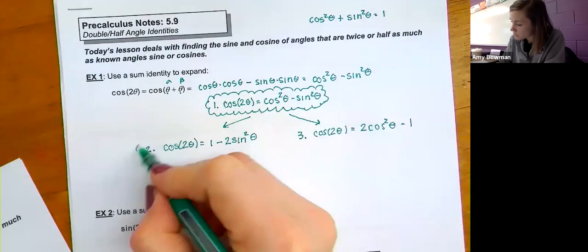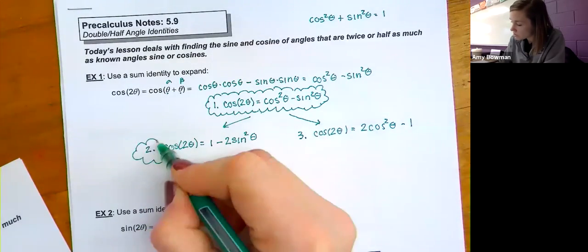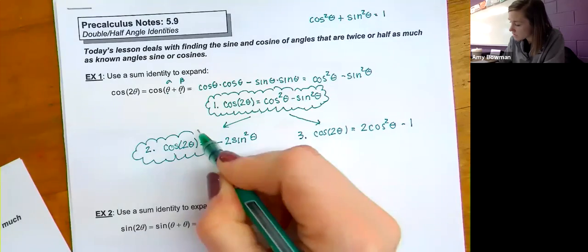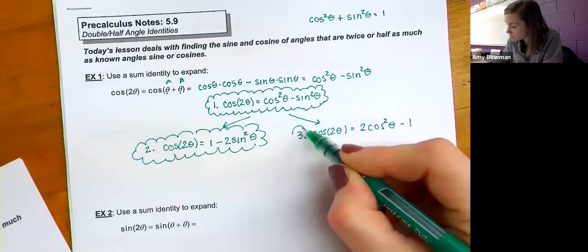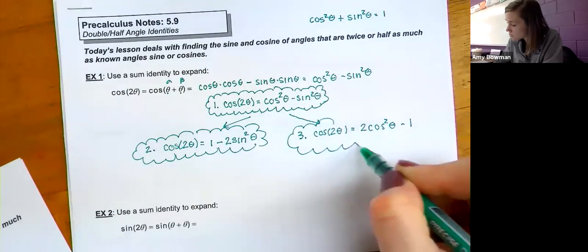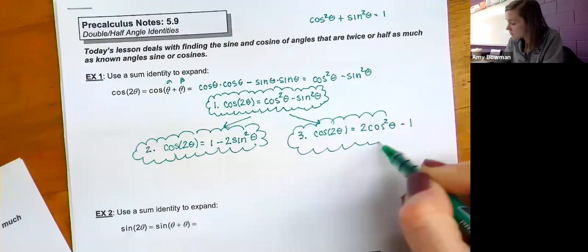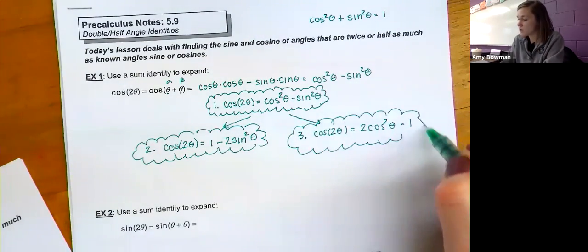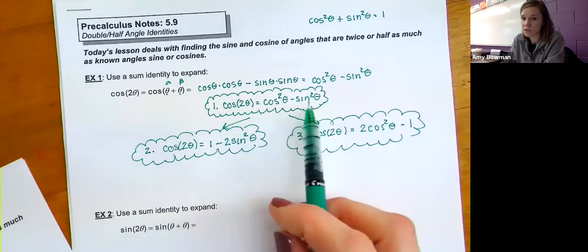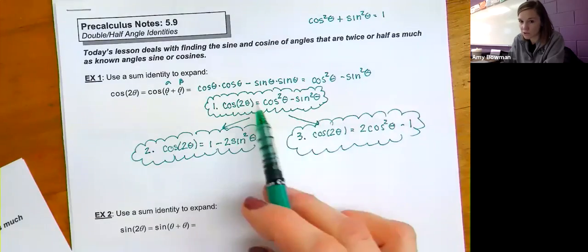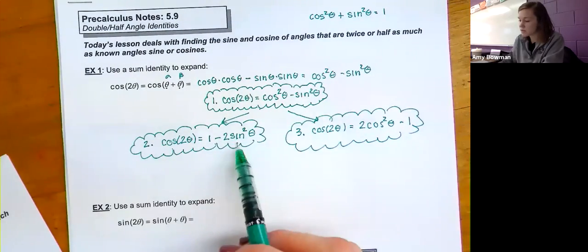So these are the 3 different options when we are looking for the cosine of double of a unit circle value. Now you can choose any of these. Obviously, if you have both the cosine and sine of theta, you could choose the first one, but let's say you only have the sine of theta, then you could choose this. All of these are listed right here, these 3.